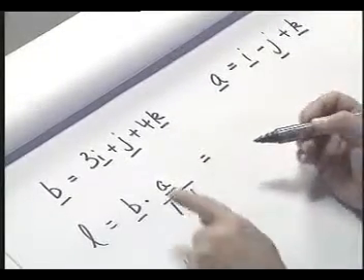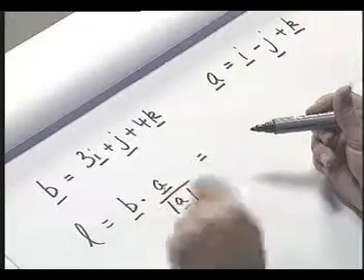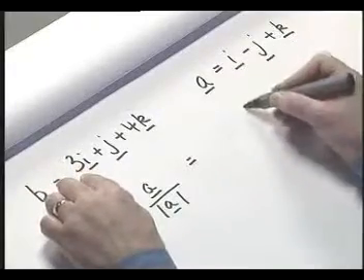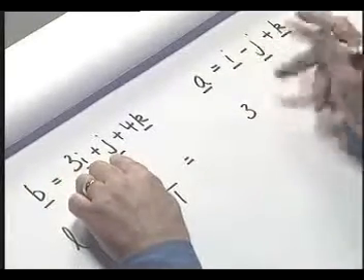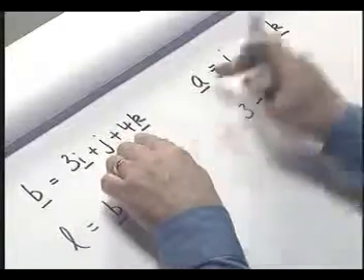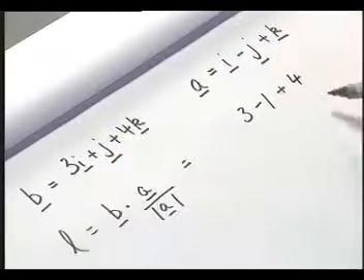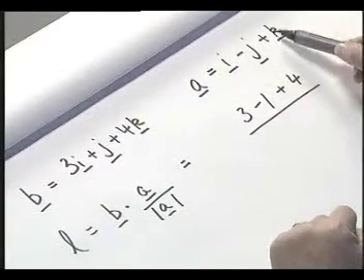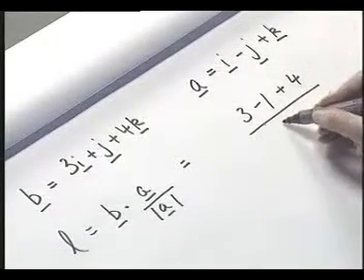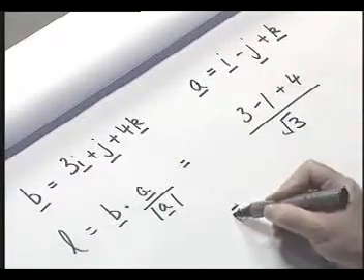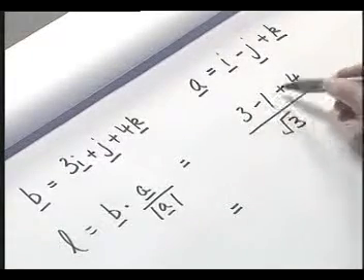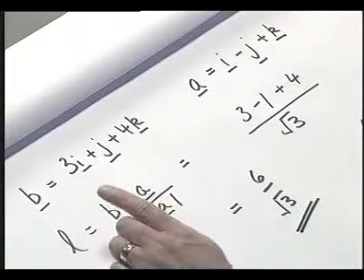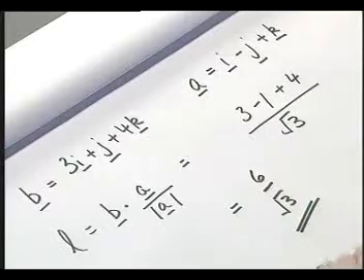Now we can do that as follows. We can work out the dot product B dot A and then divide by the modulus of A. So B dot A is going to be 3 times 1, which is 3, plus 1 times minus 1, which is minus 1, plus 4 times 1, which is 4, all divided by the modulus of A, which is the square root of 1 squared plus minus 1 squared plus 1 squared, which is the square root of 3. If we work that out, we'll get 3 minus 1 is 2, plus 4 is 6, so 6 over root 3. This means that the component of B in the direction of A is 6 over root 3.